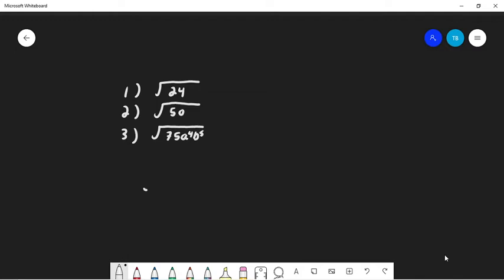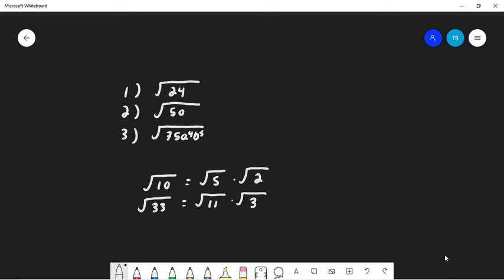So for instance, I could rewrite the square root of 10 as the product of the square root of 5 times the square root of 2. Or I could rewrite the square root of 33 as the product of the square root of 11 times the square root of 3. So you get the idea.